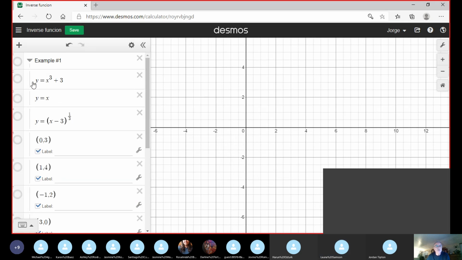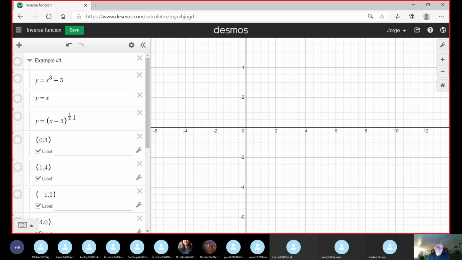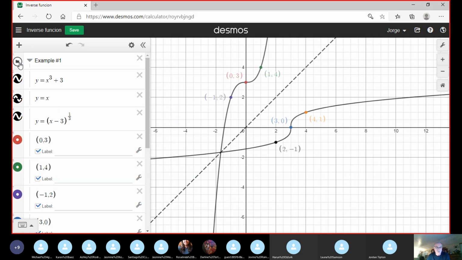Look at that. This is example 1. The function is x cubed plus 3. This is the identity function, y equals x, and this is the new one. Okay, in Desmos, we can use the cube root, but I prefer, I don't know why, don't ask me why, raised to the 1/3, which is the same. Look, boom.